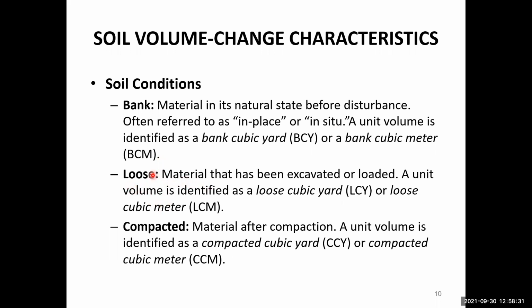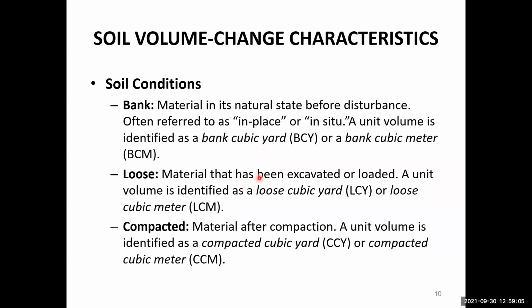So materials that have been excavated or loaded. That means the soil was in the bank condition, and then we use the excavator or the machine to load that material into the dump truck. And when we load that material into the dump truck, then it is not the bank condition. Then it is called the loose condition. So in this loose condition, we call its volume the loose cubic yard or loose cubic meter. So there will be a difference between the bank condition and the loose condition.